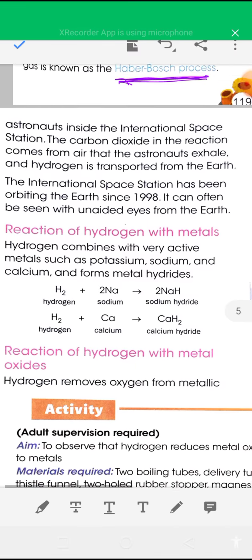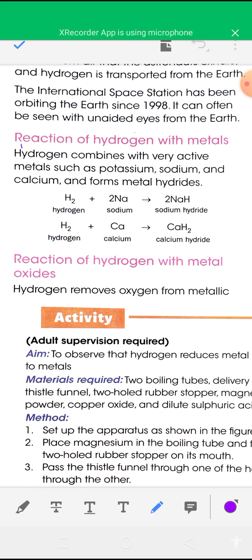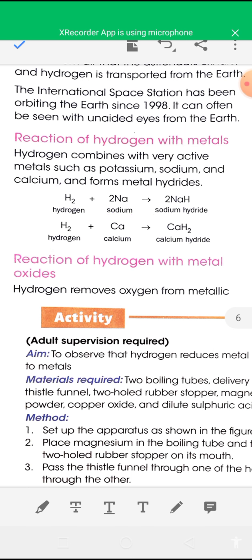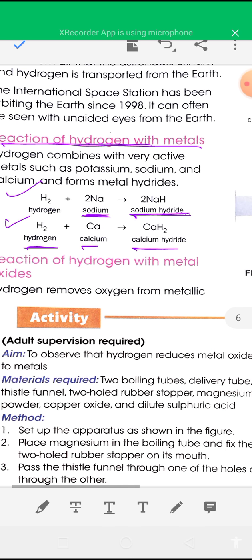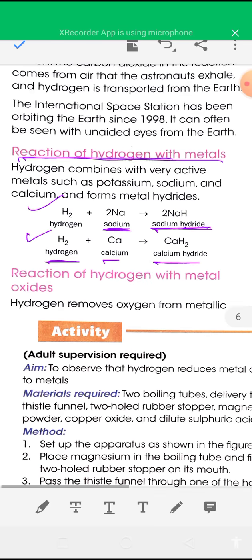Okay, now next reaction, reaction of hydrogen with metals. Hydrogen reacts with different metals like sodium and calcium, and forms metal hydride. For example, when H2 reacts with sodium, Na, you will get sodium hydride, NaH. Similarly, when hydrogen reacts with calcium, you will get calcium hydride, CaH2. And next, reaction of hydrogen with metal oxide is given.